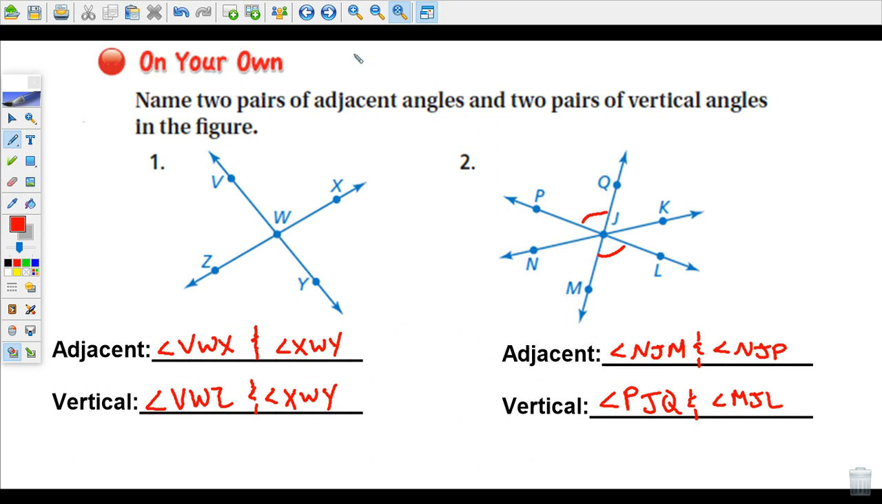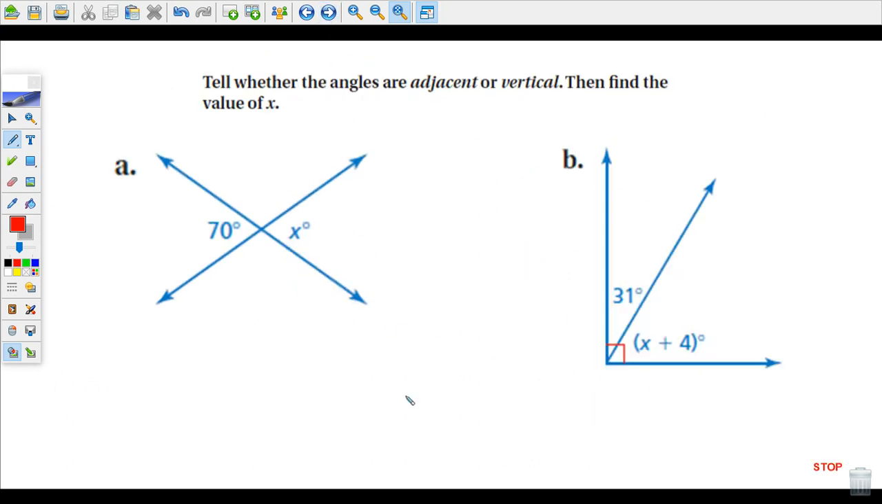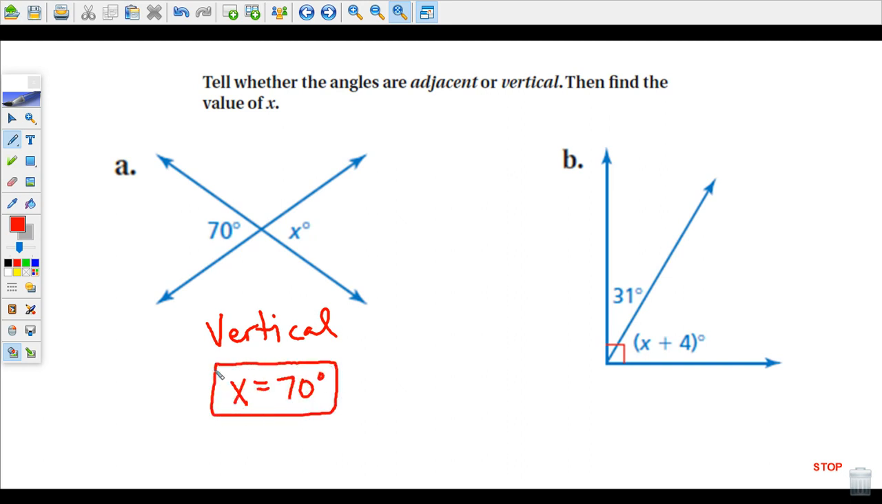So I hope that helped you identify. For these two, we're just going to tell whether they are adjacent or vertical, and then we're actually going to solve for x. So in letter A, these two angles are vertical. And we know that vertical angles are equal. So if this angle is 70, that means that x is also 70. We don't have to do any work. We just know that they're vertical.